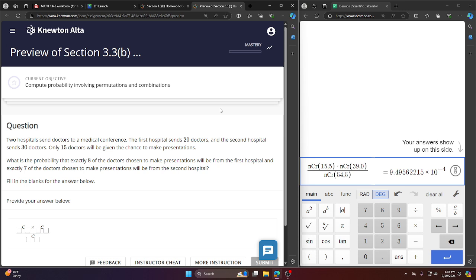All right. Two hospitals are sending doctors. The first hospital is sending 20 doctors. The other one's sending 30 doctors. Only 15 will make presentations, etc. Let's just pause. Is order important in this situation? Do I have to line up my doctors in an order? No. And they're even telling you order's not important. Isn't that kind of nice of them? Okay. So what's the probability of exactly 8 doctors from the first and 7 doctors from the second?